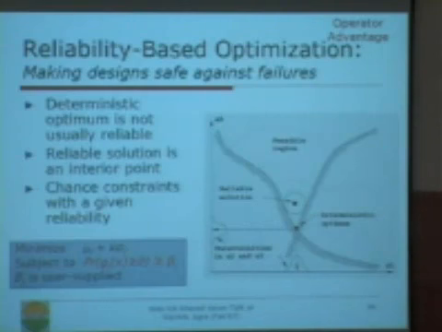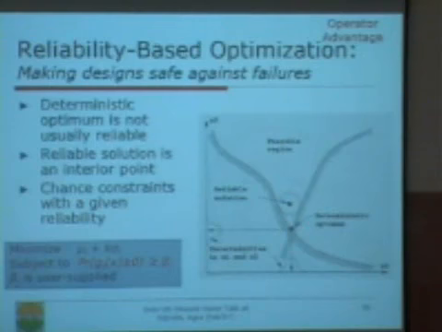So if you specify a particular reliability, which most of these industrial sectors, automobiles and others, are interested in saying, I would like to design my car which is 99.999% reliable, okay? That it's safe against failure. So then you have to find out what point is that. It's not the deterministic optimal that you're interested in.